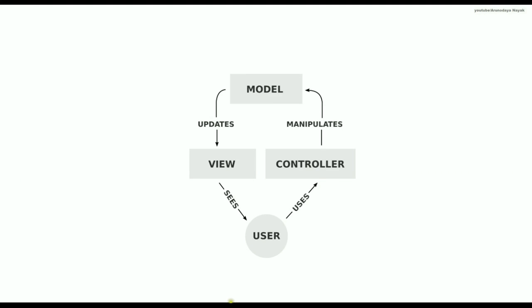When the user requests something to your website, then the controller decides what to do. The controller's job is to receive the request coming from the user, and it might ask the model to update the data in the database. If the model updates the data, then it will update the view. The view generates the HTML, CSS, and JavaScript and sends it back to the user's browser.